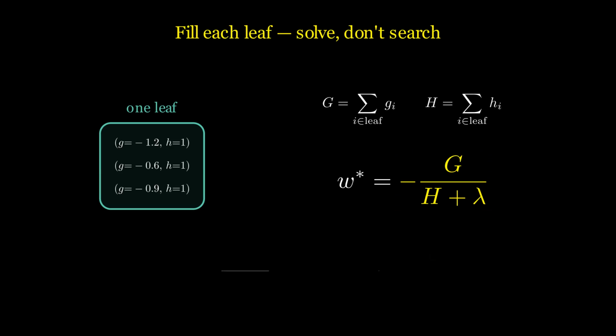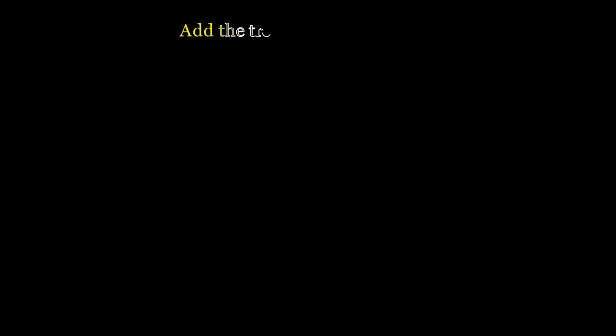And look at what lambda does there. It sits in the denominator, so a larger lambda shrinks every leaf value towards 0. That's the L2 regularization made concrete. No iterative fitting inside the leaf, one formula, computed directly from the G's and H's that landed there. The tree is built, its leaves are filled.